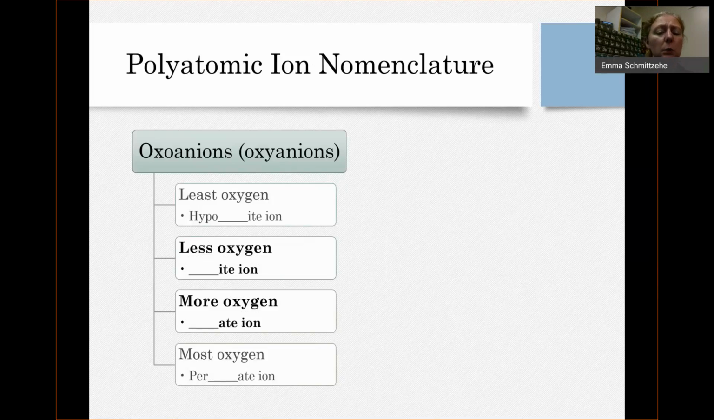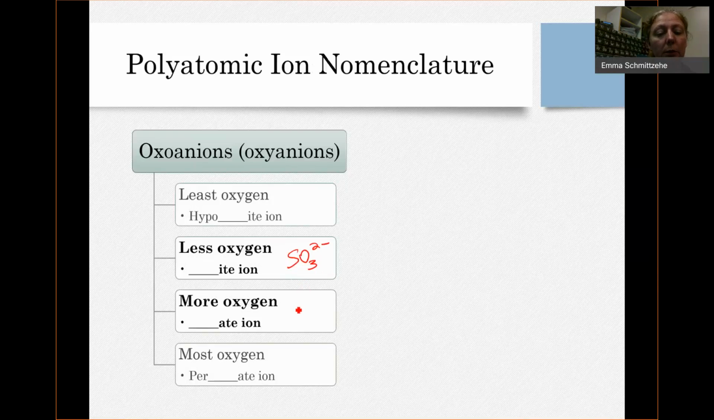So for instance, one example of this would be sulfur. Sulfur could potentially combine with three oxygens and take on an overall -2 charge, and that would be an oxoanion of sulfur.